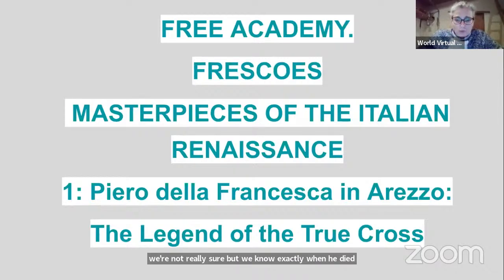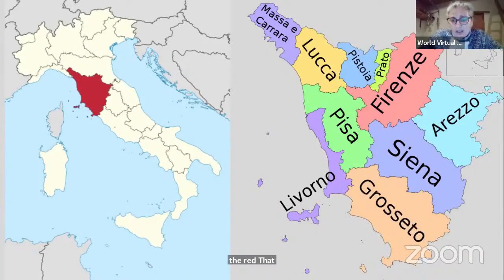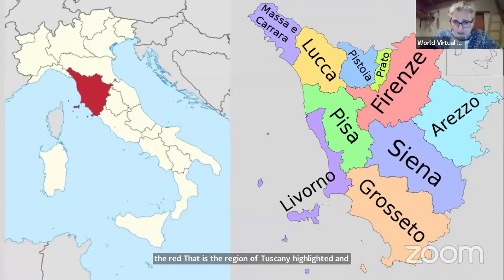The town where he was born, where he lived, where he was buried, and that is the town of San Sepolcro in Tuscany. And here we have a map of Italy on the left, where you can see the red area, that is the region of Tuscany highlighted. On the right-hand side, you can see the different provinces of Tuscany. Tuscany is a region, and then the region is divided into provinces. And the provinces are always named after the capital of the province.